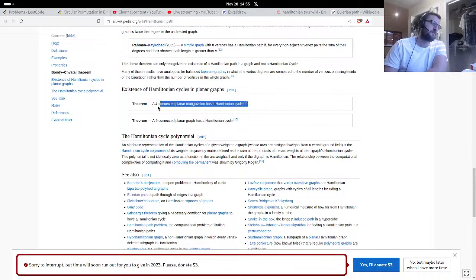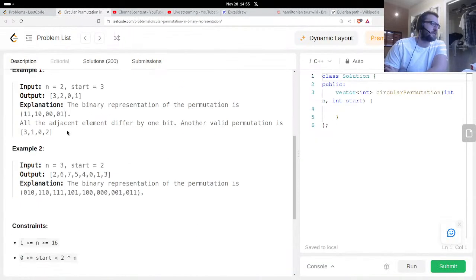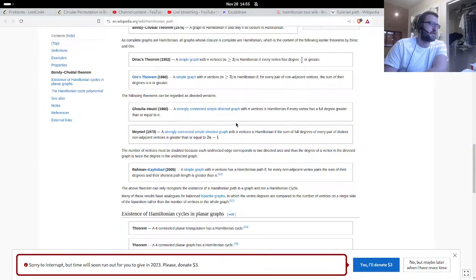Oh, here we go. No, it's not. It's not necessarily connected. I think it might be planar though. I think you could prove that this graph would be planar. This one. Maybe I'm wrong about that. I don't know.